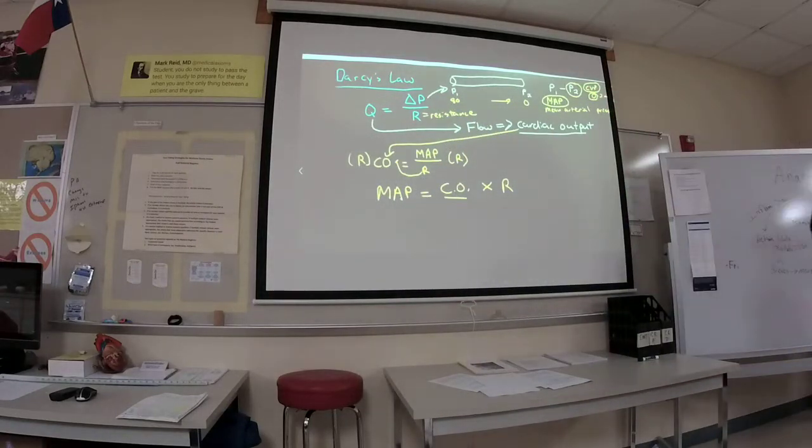Because I would hate myself forever. But what I want you to remember here is this is the mean arterial pressure. The difference between P1 and P2 is the mean arterial pressure. And Darcy's law helps us measure this pressure between one point of a vessel and another point of a vessel. Okay? Good with that?